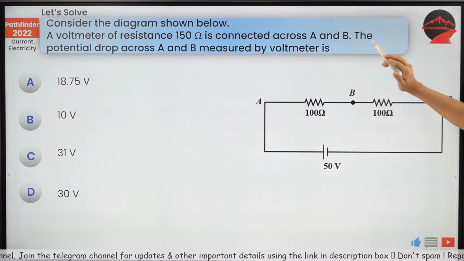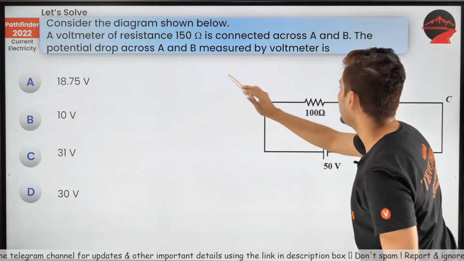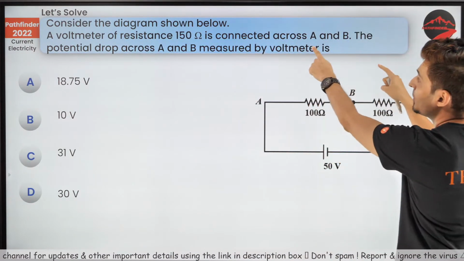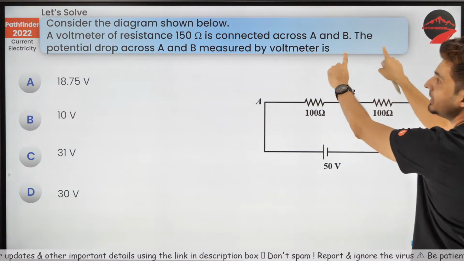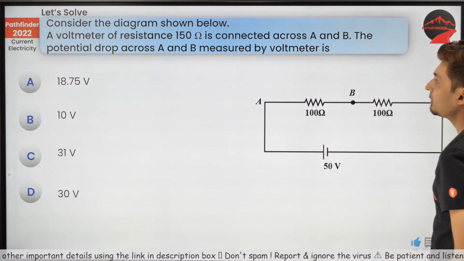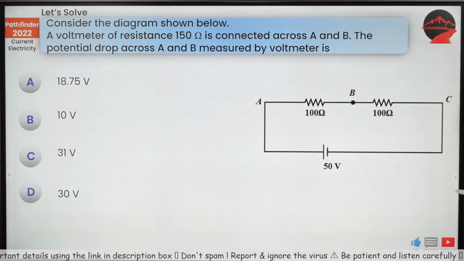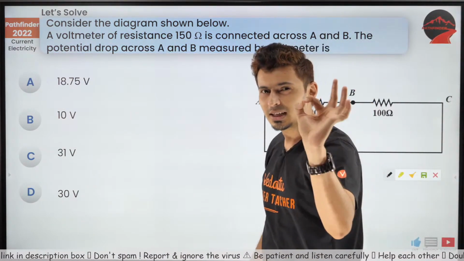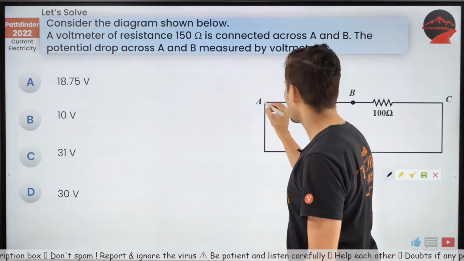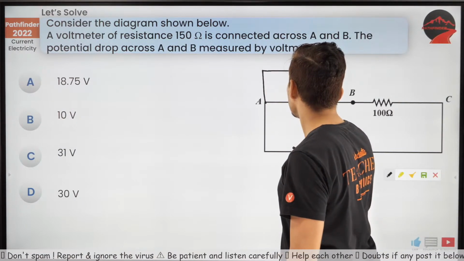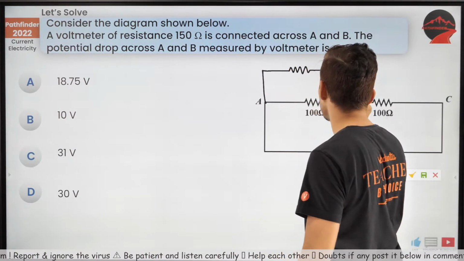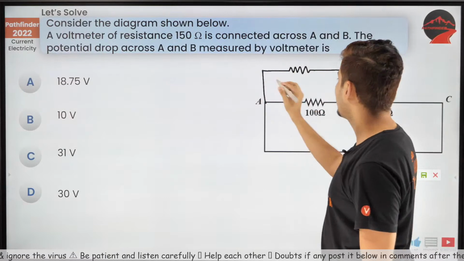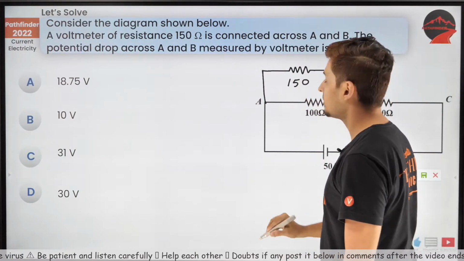Okay. Consider the diagram shown. A voltmeter of 150 ohms is connected across AB. Then the potential drop across AB will be how much? Okay, let's do this. Remember what I have been telling you: a voltmeter is nothing but a resistance, nothing else. So connect a voltmeter, that means connect a resistance across points A and B. What is the resistance? It's 150.